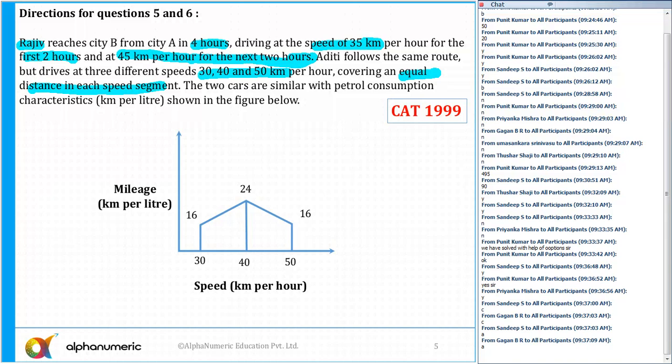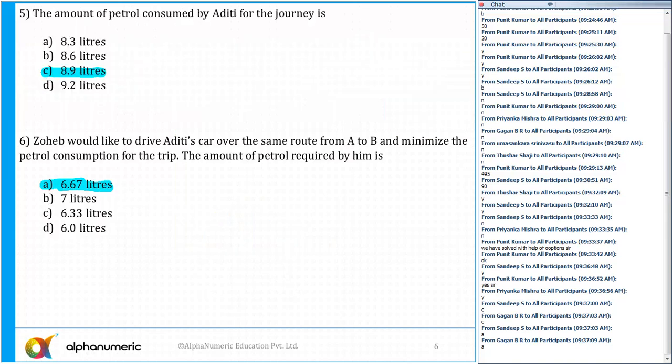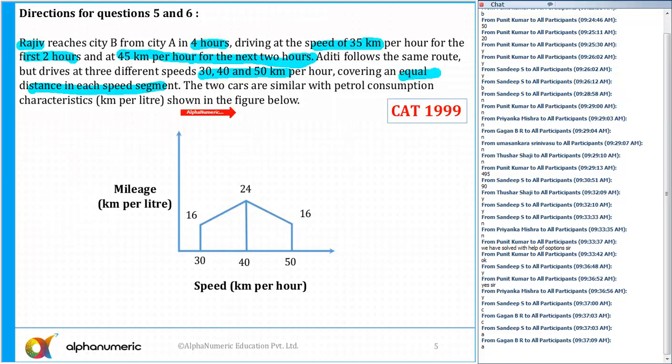Now, the first question: the amount of petrol consumed by Aditi for the journey is. So first of all, I need to find out Aditi has traveled a certain distance with a speed of 30, a certain distance with a speed of 40, a certain distance with a speed of 50. And it also says she has covered an equal distance in each of the segments. So what is the total distance traveled by Aditi? First of all, I need to find out the total distance.